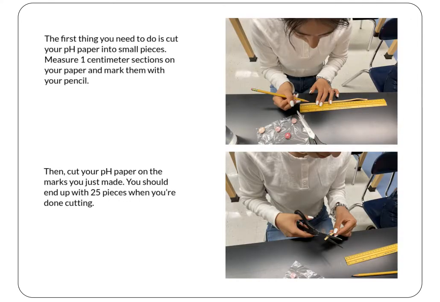The first thing you need to do for this experiment is to cut your pH paper into 1 centimeter pieces. Use your ruler to measure your pH paper and make a mark with your pencil for every centimeter. Then, use your scissors to cut on the pencil lines you just made. In the end, you should have 25 pieces.